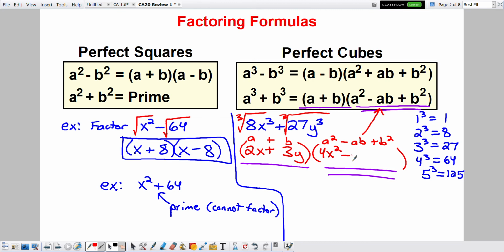Minus, switch the sign, a times b. Well, 2x times 3y is 6xy. Then plus, and then it's b squared. So 3y times 3y is 9y squared. So I gave you a little bit of extra writing here, but this is the factors that you'd write as your answer. So that's factoring a sum or difference of perfect cubes.